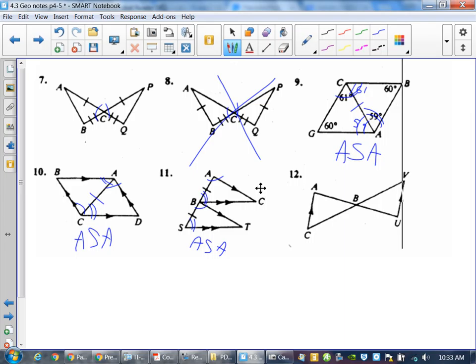On 12, everybody agree we've got vertical angles? We got the vertical angles here. Then you have parallel lines cut by a transversal. So you have alternate interior angles here and here.